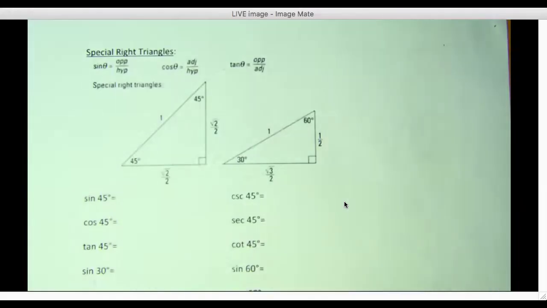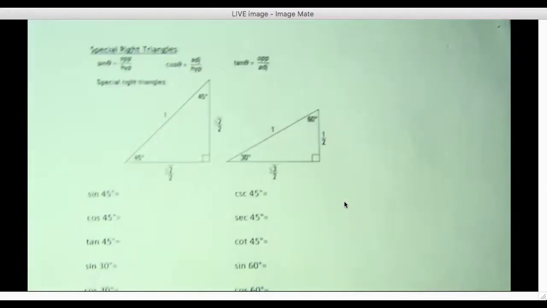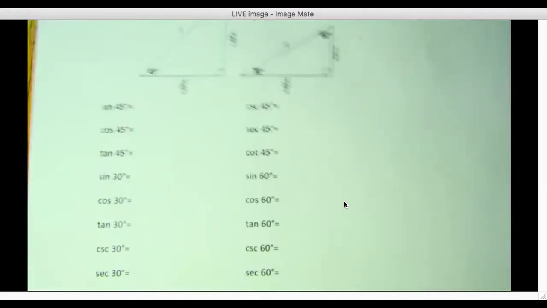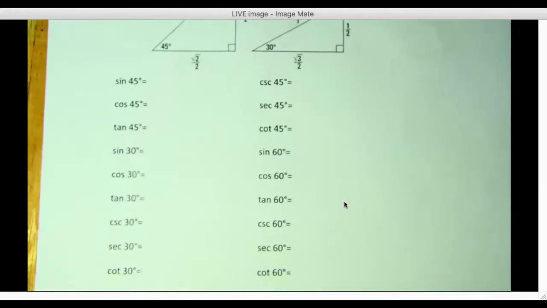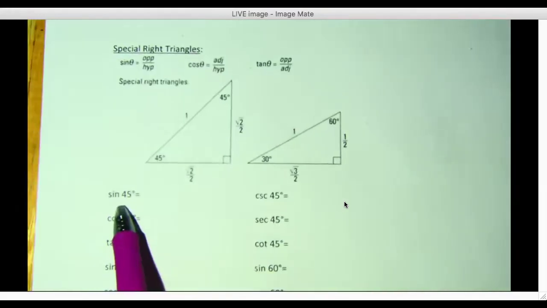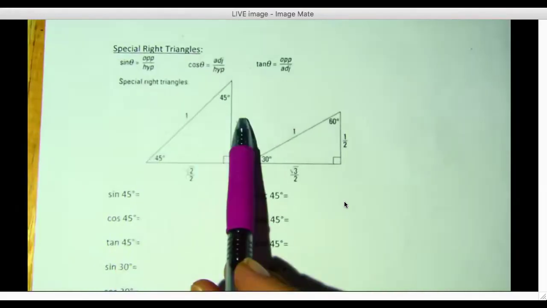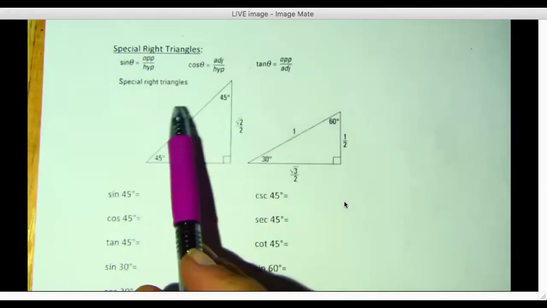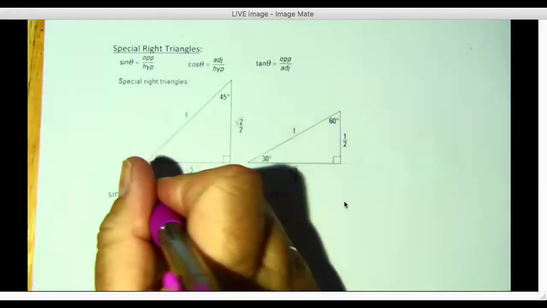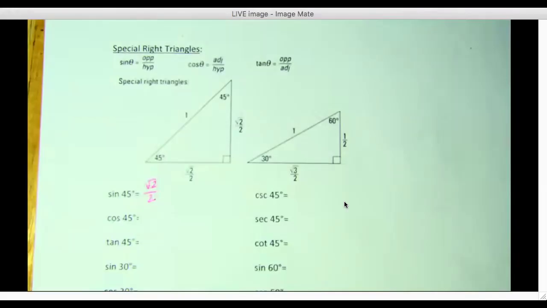So we're going to fill out all of these values here, and you should be able to do this if these were radians or degrees. I have it written here in degrees, but you'll probably actually be doing this more with radians. So if I was asking you sine of 45 degrees, well, sine is opposite over hypotenuse. So the opposite side, root 2 over 2 over 1. Well, that's just root 2 over 2.